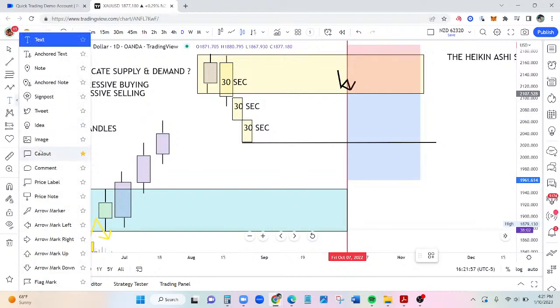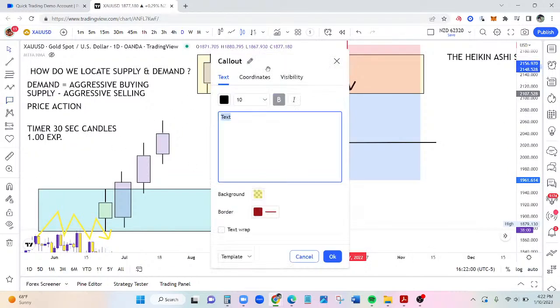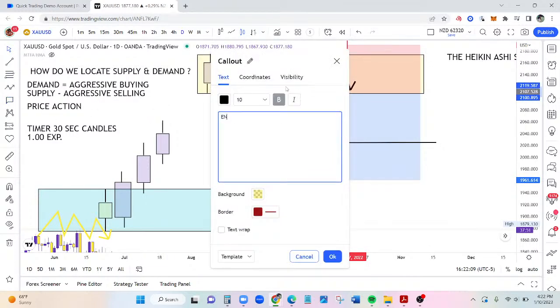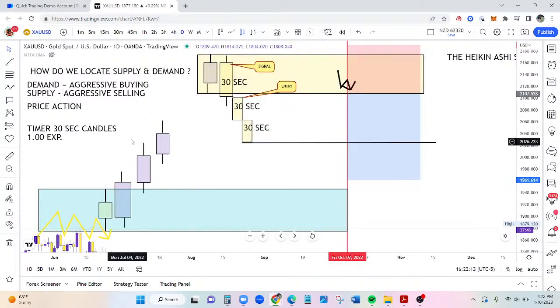Well, let's think about this notion, right? This is going to be our signal, right? We're going to be looking to enter somewhere over here. Entry. Right? When are we going to exit the trade? Well, we don't choose the exit. The exit will end after exactly 1 minute. So how many 30-second candles are we going to be in this trade after our entry? Right? At least 2 of them.